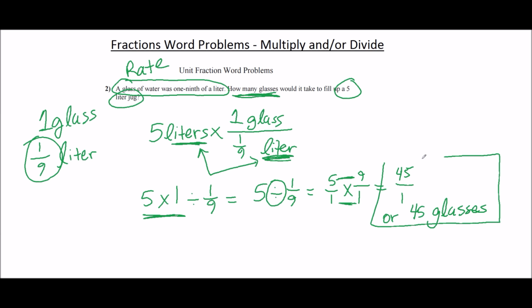So now we've seen 2 problems using rates. One of them, the first one that we did there, you could have just done multiplication, but using the rates that I do, you do both multiplication and division. Same thing here, you could have just divided 5 divided by 1/9. That's what we came up with here, but this is how I know. Alright, now we're going to take a look at a couple examples where we do multiply or divide, but we don't use rates.